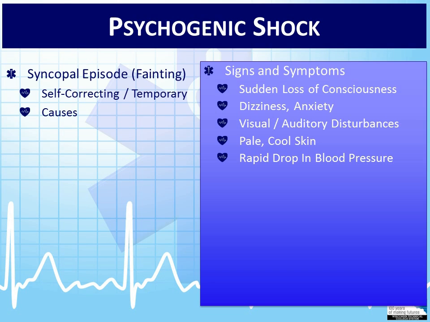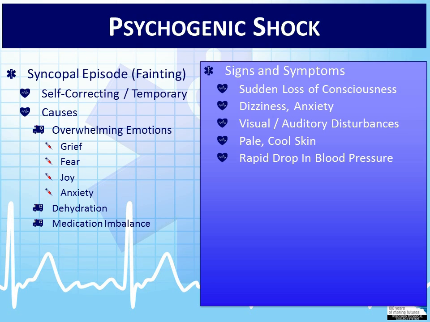Some common causes of psychogenic syncope include grief, fear, joy, anxiety, or any other overwhelming emotional response. With that being said, it is also important for the EMT to perform a differential diagnosis to ensure the syncopal episode is not the result of another underlying pathology, such as dehydration, medication imbalance, orthostatic hypotension, hypoglycemia, or a cardiac dysrhythmia. If the syncope was truly a psychogenic event, it should be short-lived and self-correcting.